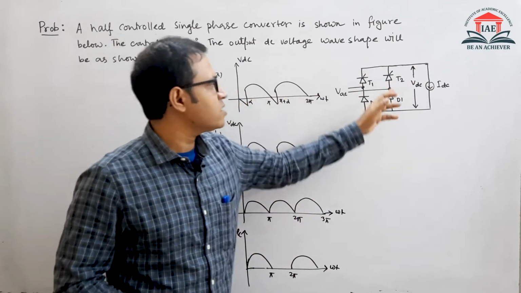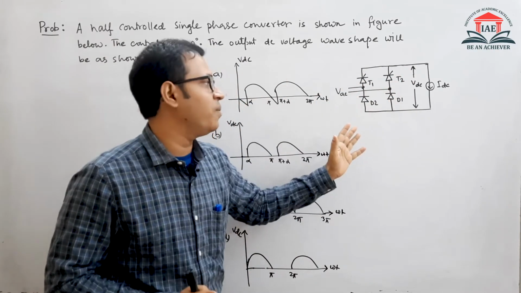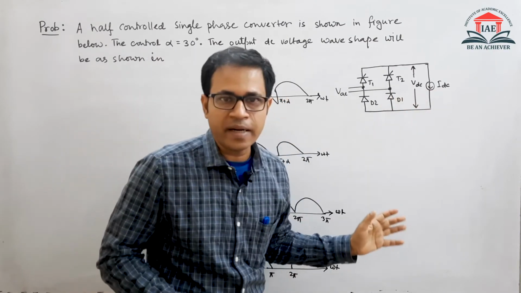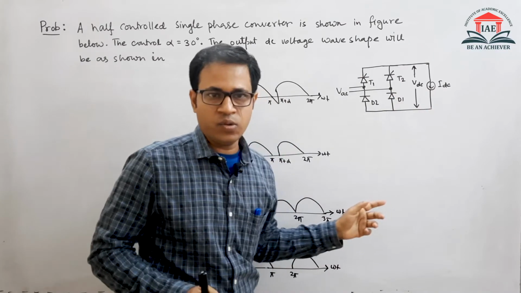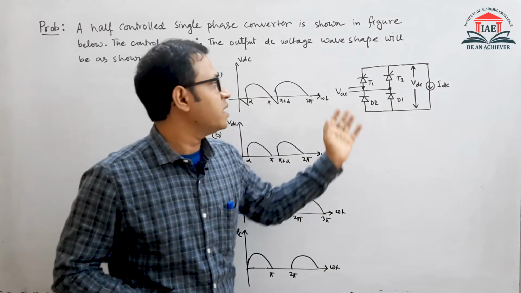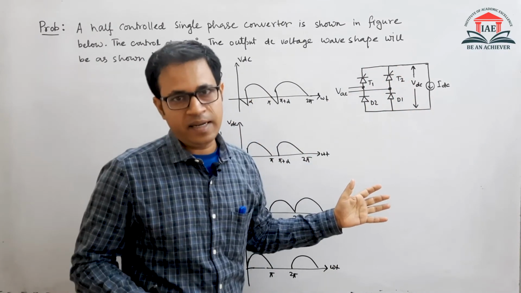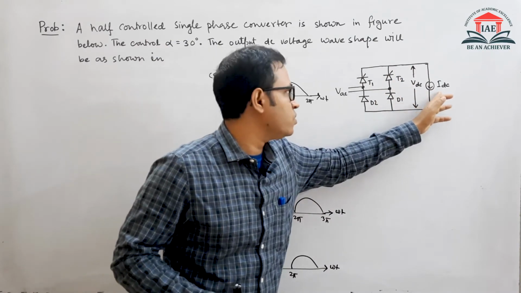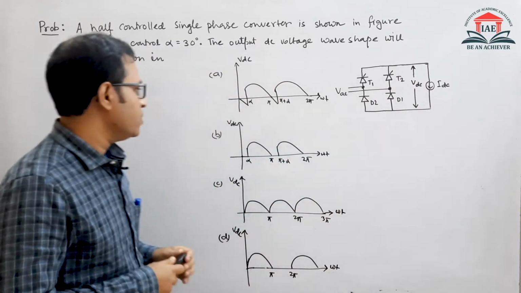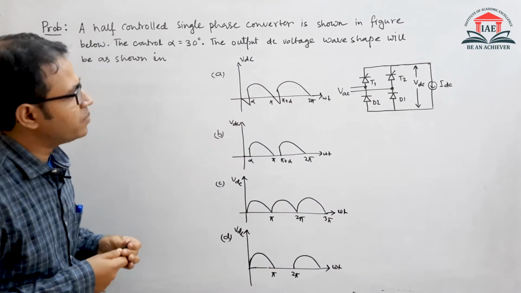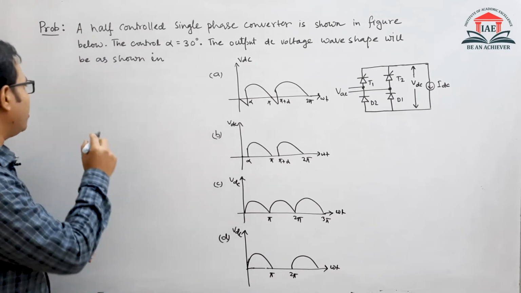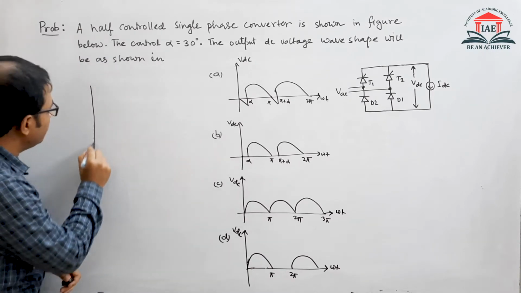By looking at the circuit diagram as given in the problem, what we can understand is that IDC is the output current, and it is shown as a current source. What does it mean? It means there is a large inductance connected, right? And that makes the output current a continuous current source IDC. Okay, fine. So to find out which option is correct, we have to draw the output voltage waveform. Okay, so let us draw the output voltage waveform.